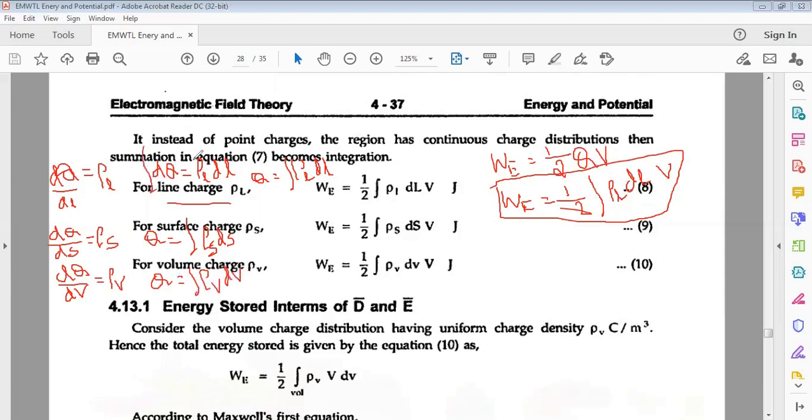Means simply apply the integral on both sides. The integral of the derivative is q. So W is equal to, substituting q as the charge density, rho s ds into V. W is equal to the integral of rho s ds into V, joules, the work done. And W is equal to 1/2 the integral of rho v dv into V. Okay, where V is a potential.